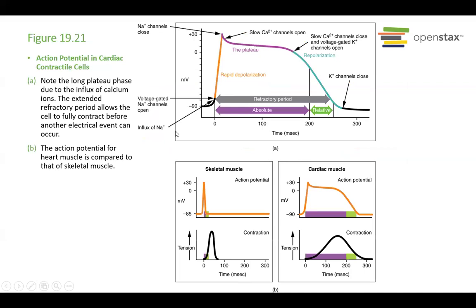So the action potential in the cardiac cells begins with a long plateau phase. This long plateau phase is due to the influx of calcium ions. The extended refractory period allows the cell to fully contract before another electrical event can occur. So the action potential for the heart muscle is compared to that of the skeletal muscle.